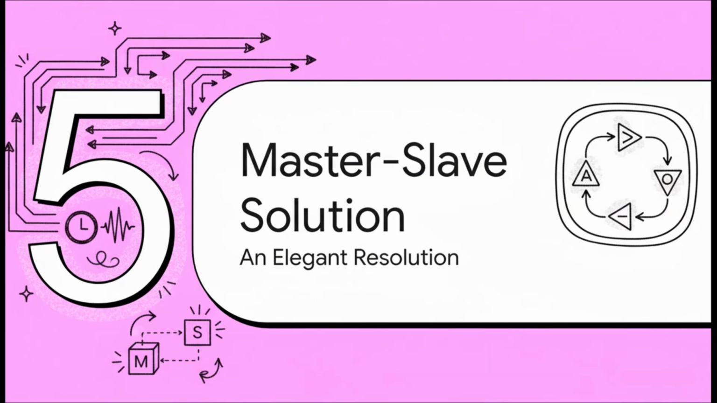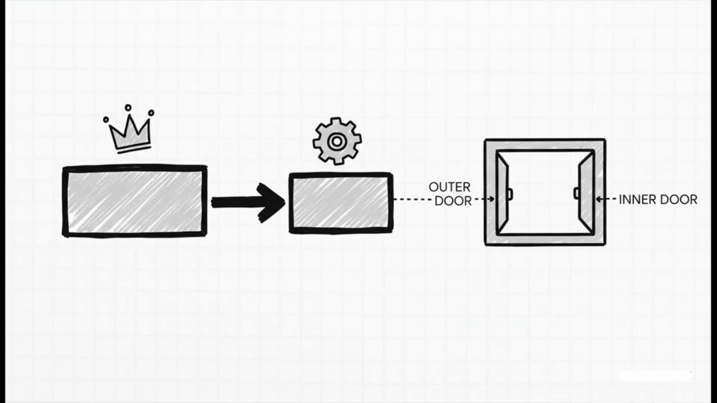Well, the answer is one of the most elegant and important solutions in all of digital electronics. It's called the master-slave flip-flop, and it's what makes modern computing possible. The whole concept is just genius in its simplicity. You basically just take two flip-flops and wire them together one after the other. The first one is the master. It listens to the outside world. The second one is the slave, and it only listens to the master.